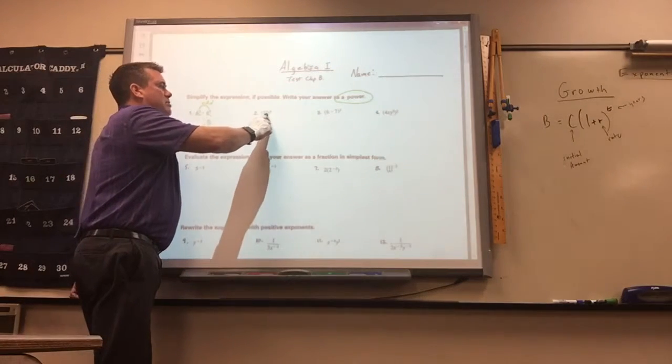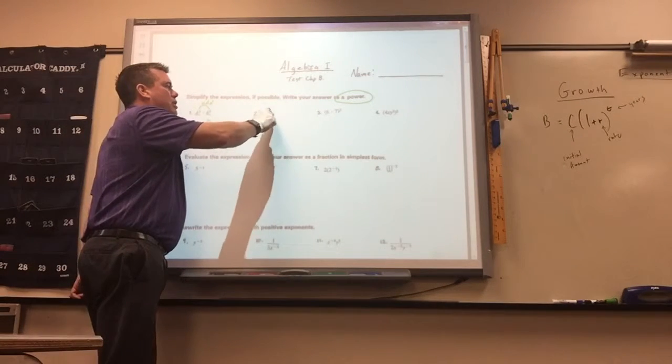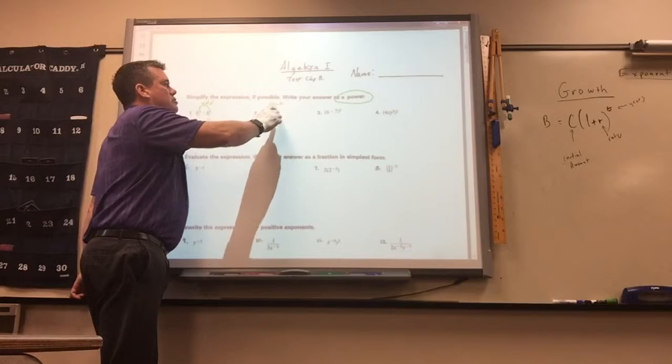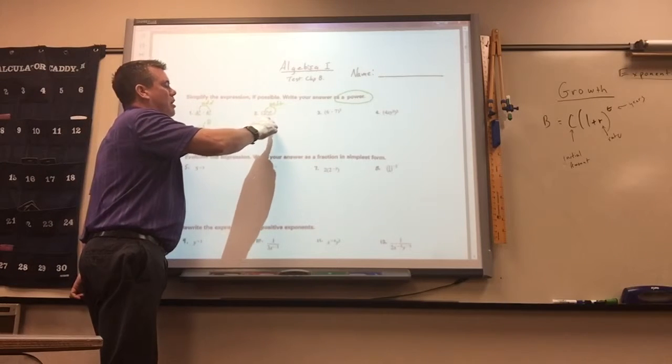If it's one base raised to a power and another power, remember what you do? Multiply. So that's just going to be 2 to the 12th.